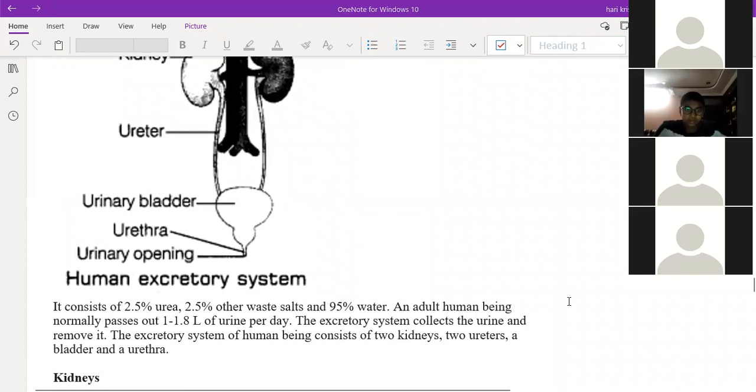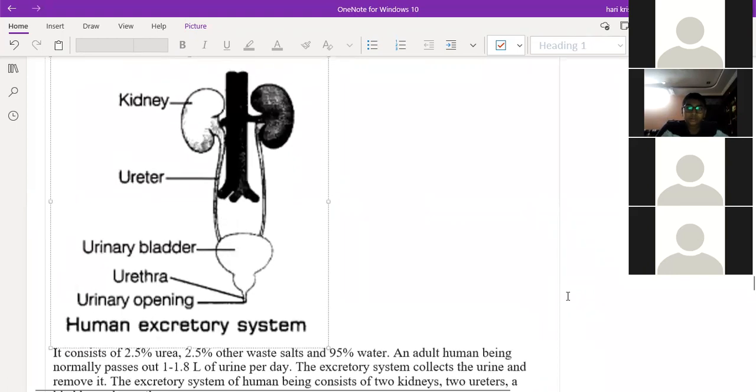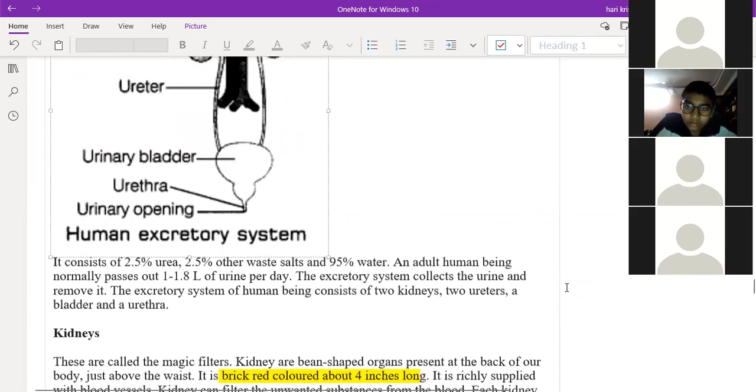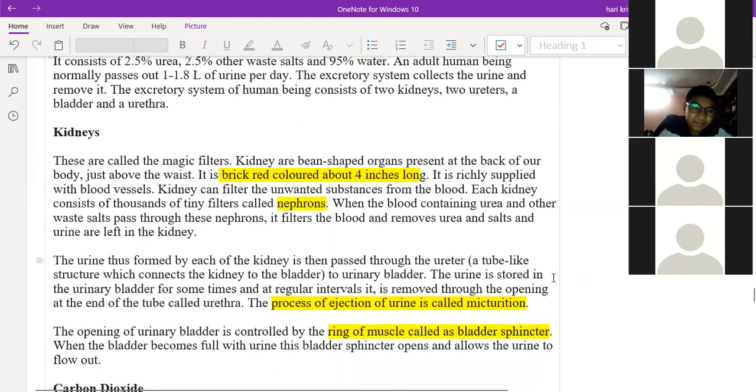Could you repeat the meaning of micturition? Micturition is nothing but the process of ejection of urine. Okay, so thanks. That is called micturition.